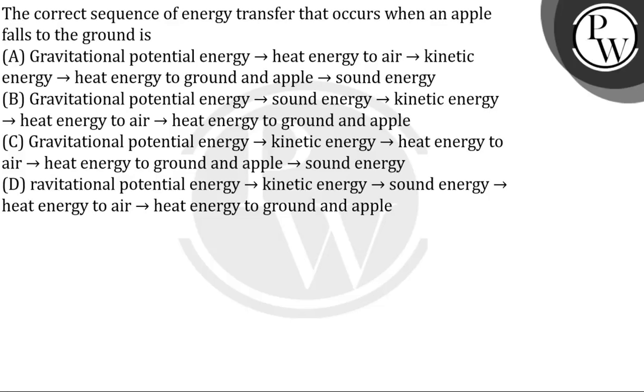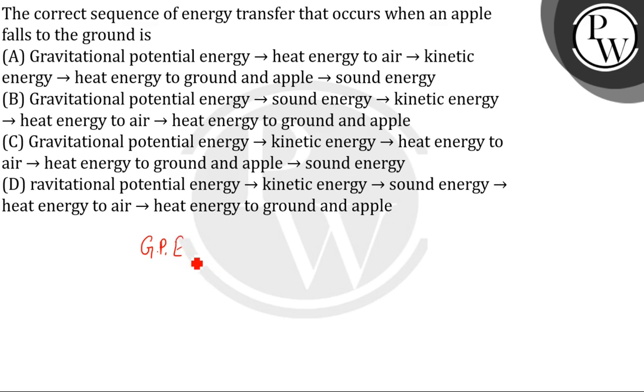The question given here is: what is the correct sequence of energy transfer that occurs when an apple falls to the ground? So let us see what happens. Okay, so when an apple is stuck on the tree at some height, it will have gravitational potential energy, which will be given as m into g into h, isn't it?